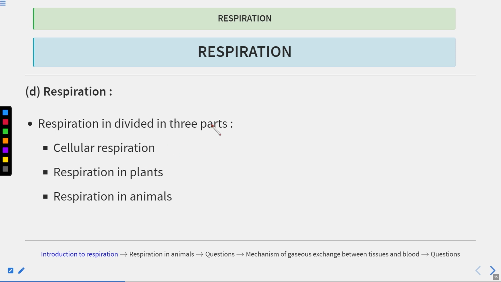Now respiration can be of 3 types: cellular respiration, respiration in plants, and respiration in animals. So we'll talk about the cellular respiration first, and then we'll talk about the respiration in plants, and then we'll talk about the respiration in animals.